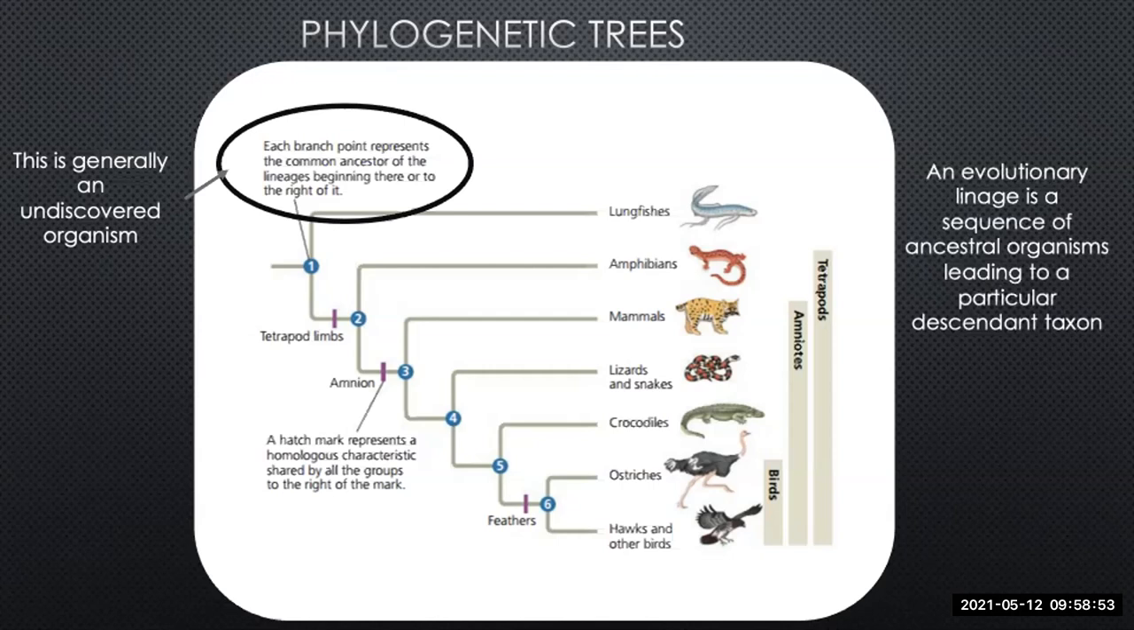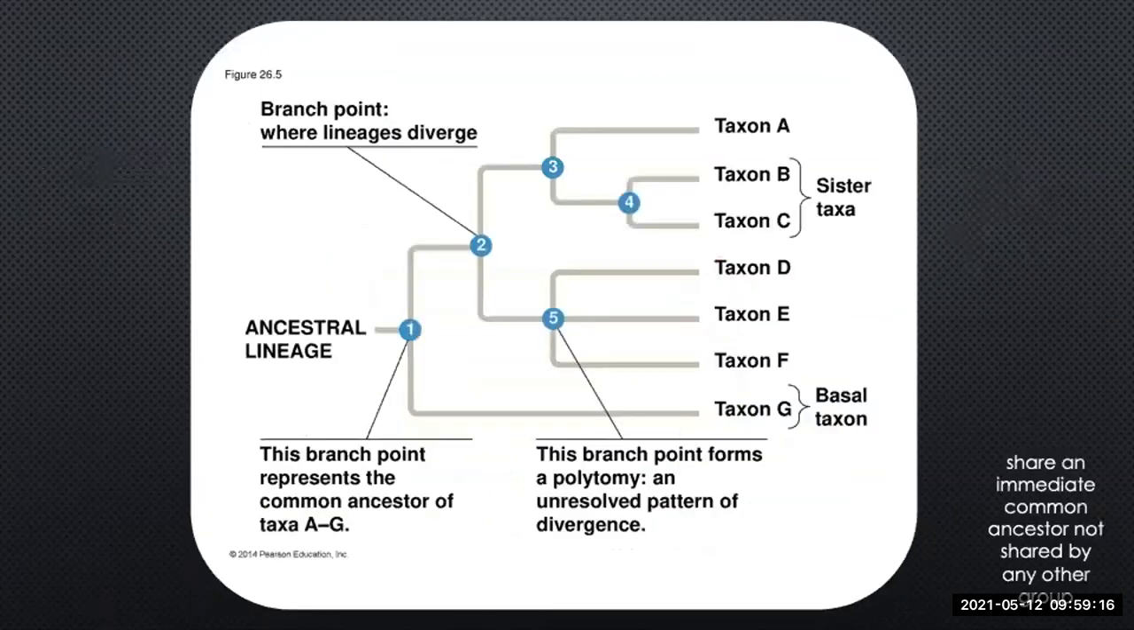And so this evolutionary lineage is a sequence of organisms leading to a particular descendant taxon that we can look at. And again, a lot of this information is from fossils, right? These are organisms that we've seen in fossil records, and we're making estimations on their life history based on those physical traits that we can see and/or genetic information.